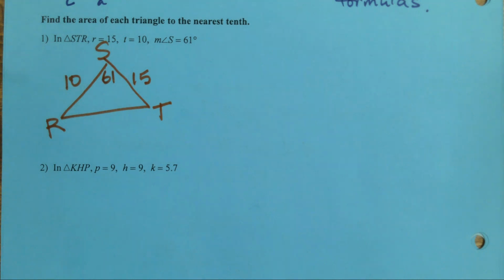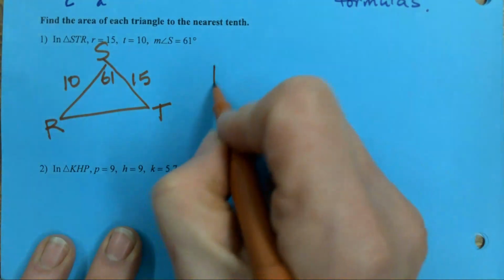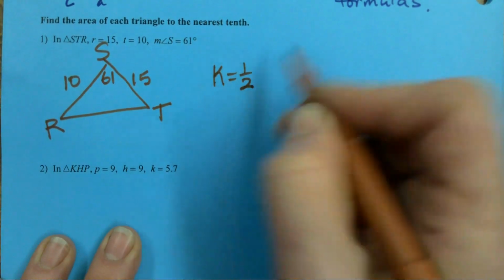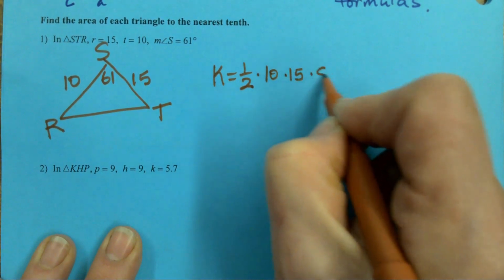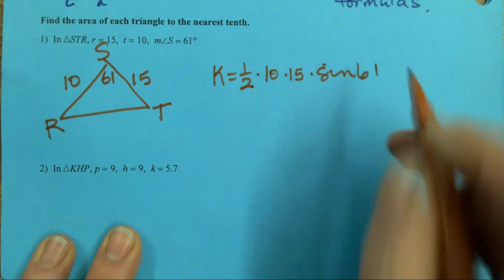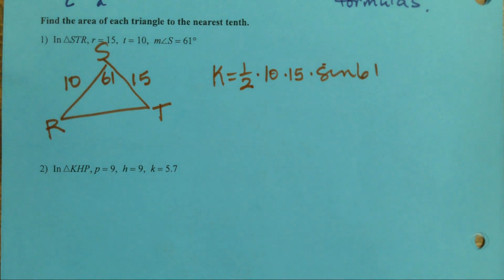This is a side angle side. So I'll go up to my formulas, I'll pick the side angle side formula, and I go ahead and plug it in. My area is 1/2 times one side times the other side times the sine of the angle. And it's just really plug it in your calculator.